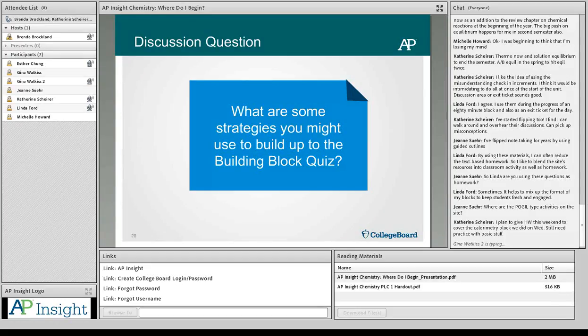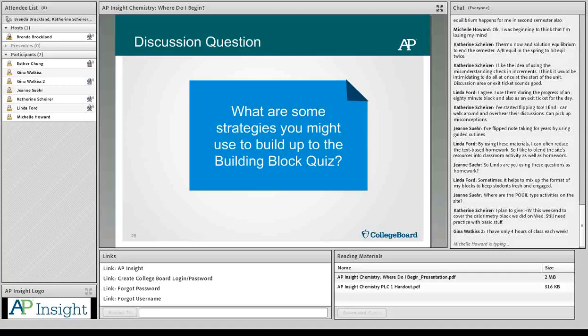All right, so Linda's pointing out that she does give them sometimes as homework, sometimes in her classroom. Katie's going to actually give a little bit for homework over this weekend. Gina is definitely a little tight on class each week. So Gina, I would maybe say then, if that's the case, to use maybe just a little chunk of each of these, or again, maybe assign a few of them and just have a quick pair share as the class starts.